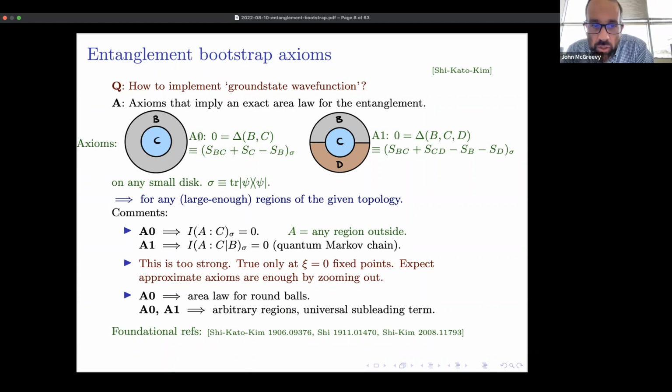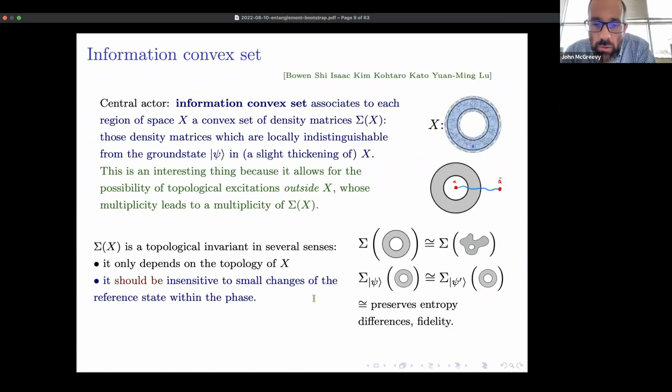It allows us to change the shape of the region. And it implies that the subleading term for the area law is some universal thing. So it rules out these sort of fake Bravi counterexamples associated with subsystem symmetries. Okay, so those are the axioms in 2 dimensions.